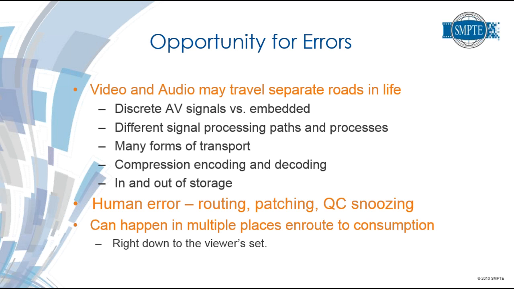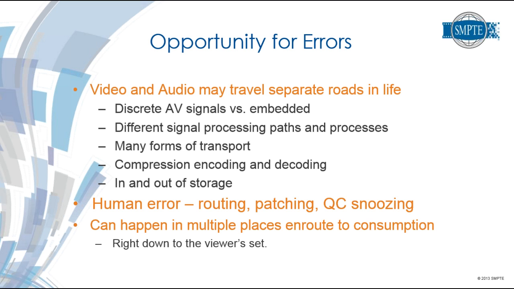Human error, a vast opportunity to mess things up. Humans are wonderful at getting things done right and equally so at getting them done wrong if attention isn't paid. And it could be innocent. It could be simply from routing or patching around something, or it could be the QC operator snoozing, or simply missing what happened in that brief instant where they had the cues on the screen and in the speakers. And it can happen in multiple places en route to the consumption, right down to the viewer's set.